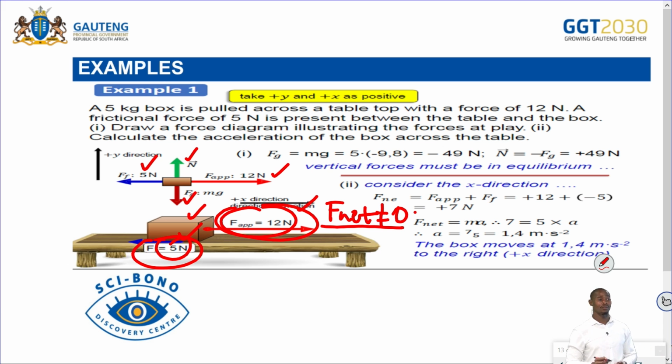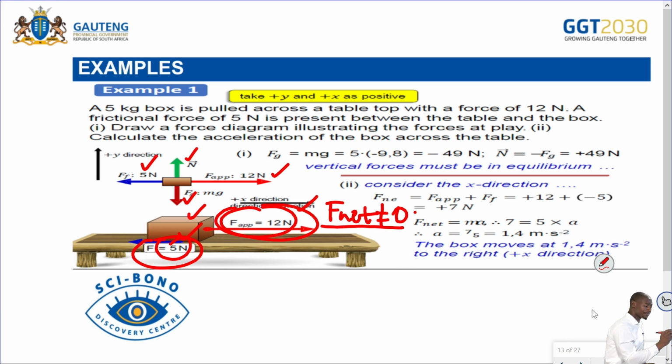So they want us to calculate the acceleration. How are you going to calculate acceleration? Remember, this is an application of which law? Newton's second law. Why am I saying that? Forces are not balanced, F net is unequal to 0. So there's a net force acting on this object. This object is not stationary, and it is not moving at a constant velocity. So there's a net force acting on that object.